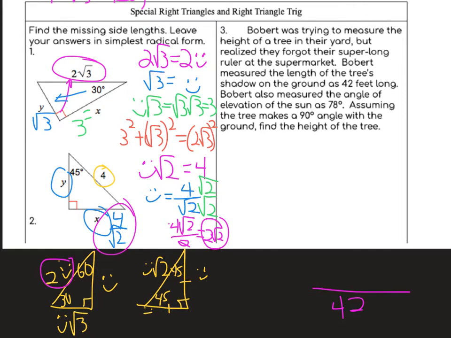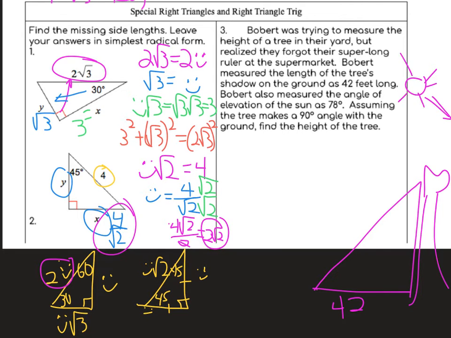Bobbert also measured the angle of elevation of the sun. So that's like this, because if we have the tree here and the sun's somewhere over there, then the shadow is going to be here, and your angle of elevation to the sun is 78 degrees. And then, assuming the tree makes a 90-degree angle, that's where I got the 90 from, we want to find the height of the tree, so that's right here.